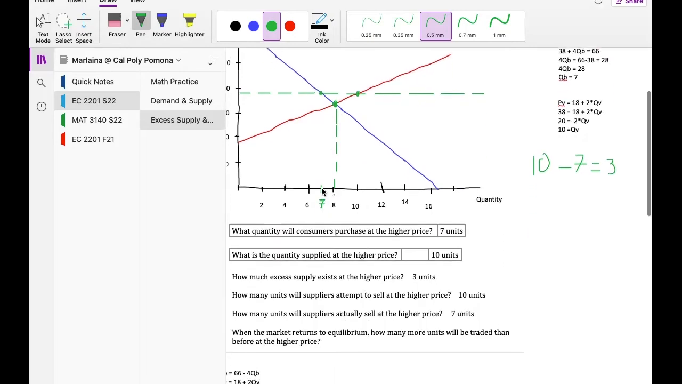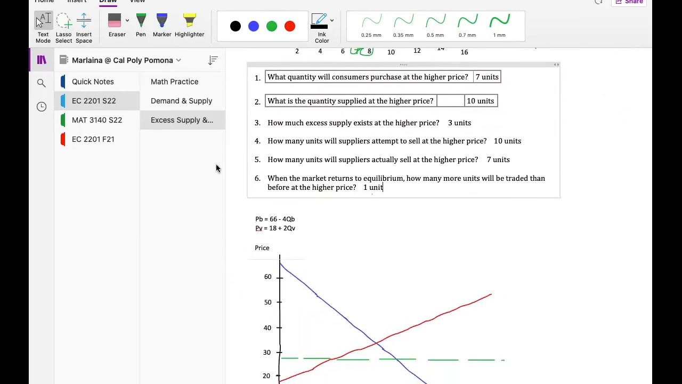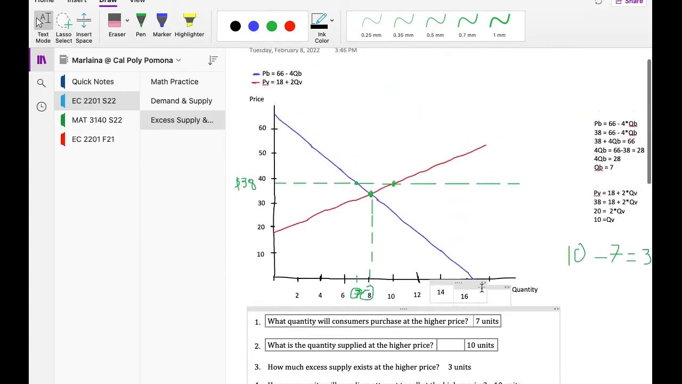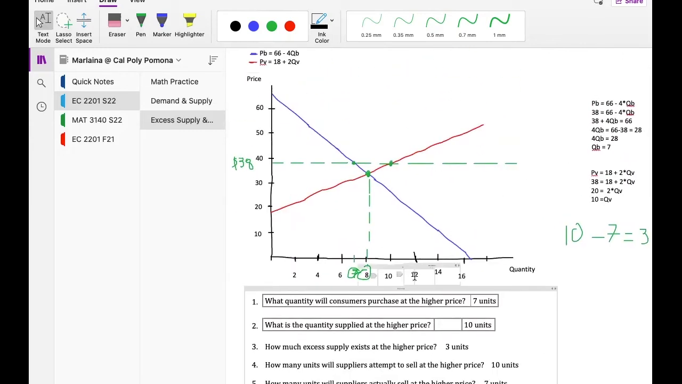But right now, consumers are only going to want to buy 7 units. So when the price goes back to equilibrium, how many more units are going to be traded? Well, we're going to go from 7 units to 8 units. So that's going to be a difference of 1 unit. There's going to be 1 additional unit sold once this price goes back to equilibrium. Okay, so that covers the exercise I had for the price being above equilibrium.